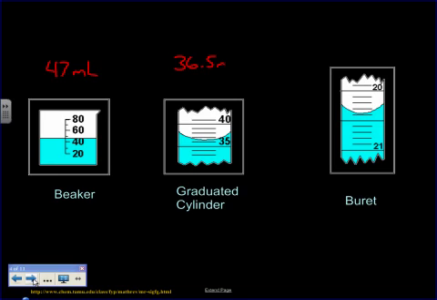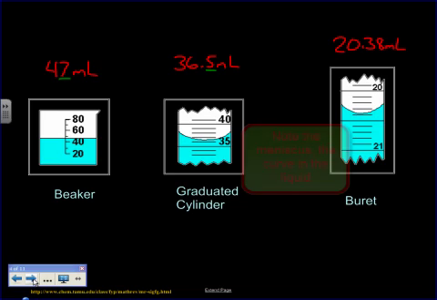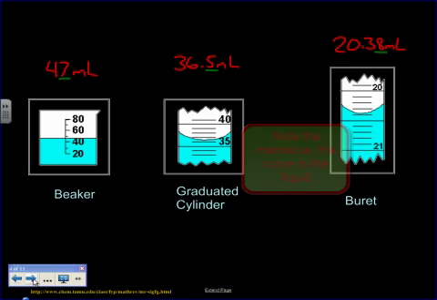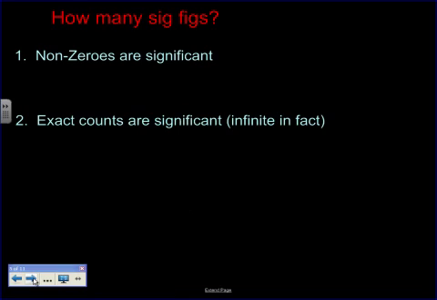Over the graduated cylinder, I'm definitely above 36, maybe about halfway between, so maybe 36.5. Again, that 0.5 is uncertain. And then on a burette, we're reading this, and so we're at 20 point, I'm over 3, I'm close to 4, so 20.38. So again, that uncertain digit, but obviously you can see that burette is a lot more precise, okay? We're down to the hundredths place, and so that's a lot more precise there.